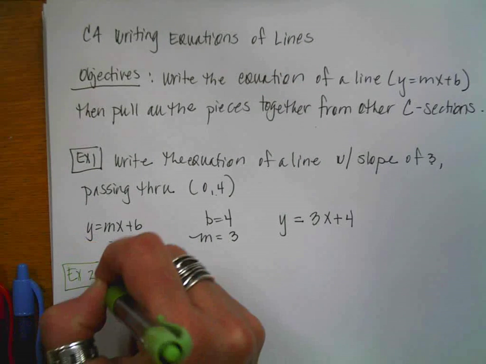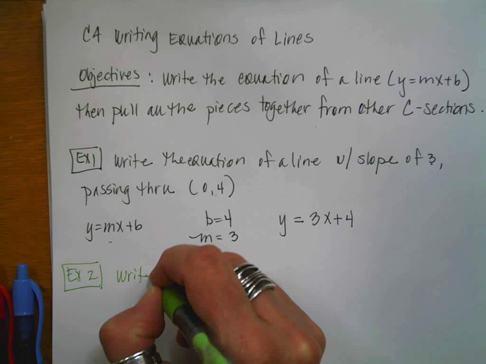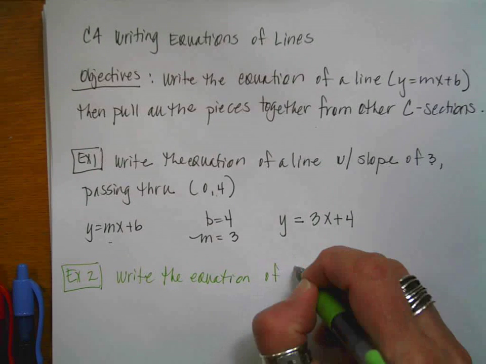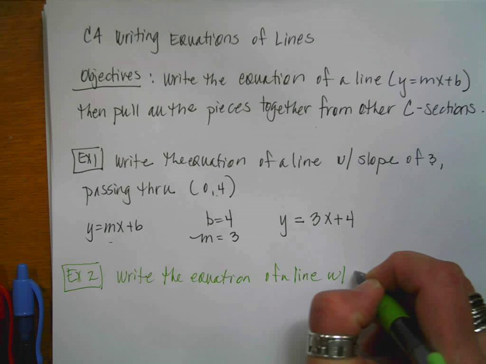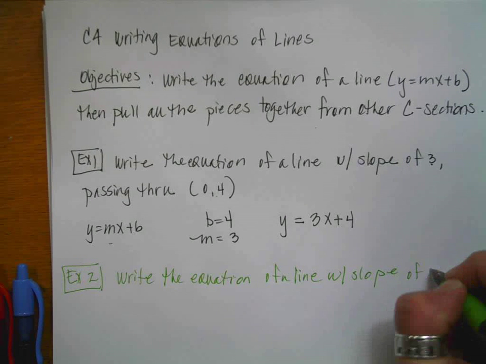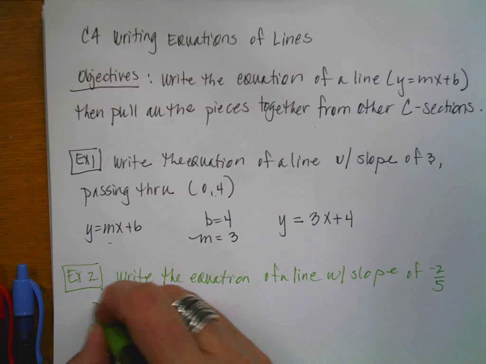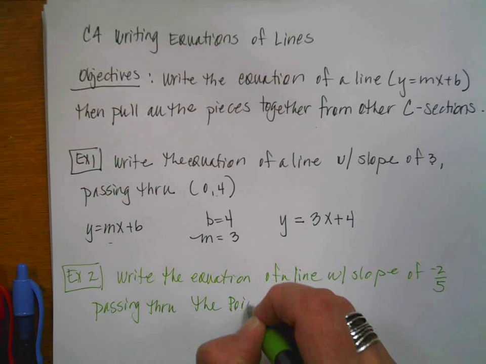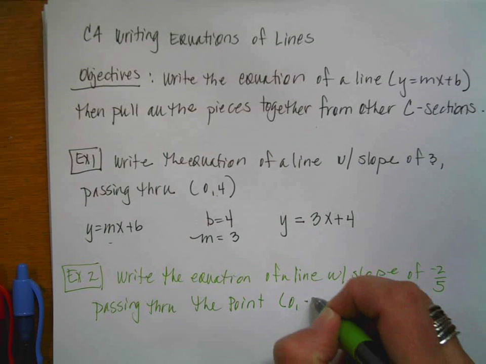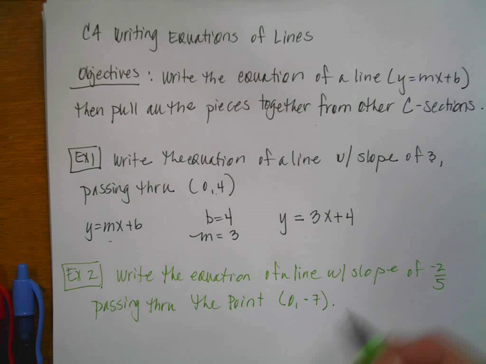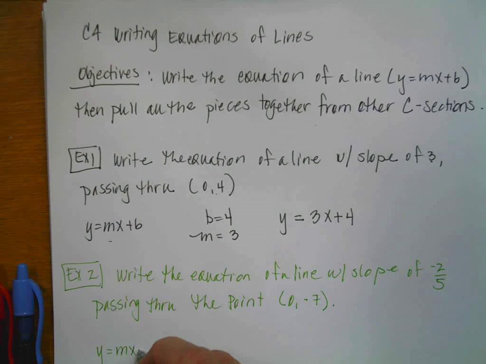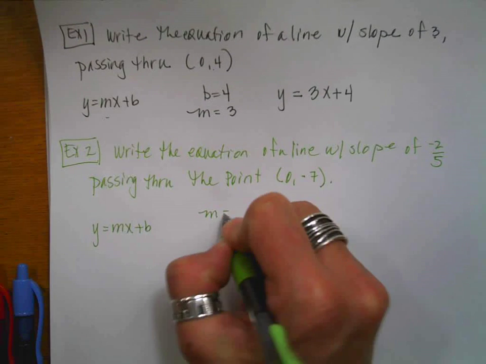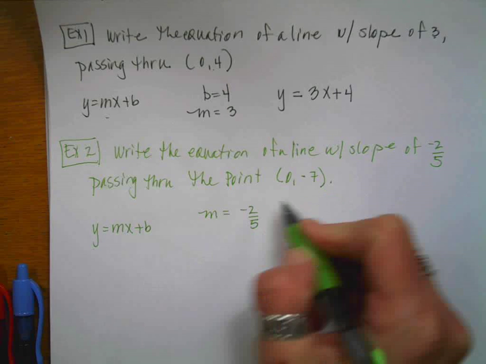Example number 2 is going to say, write the equation of a line with slope of a negative 2/5 and passing through the point, okay, and this one is going to be 0, negative 7. So again, I'm going to use my cool formula, y equals mx plus b. Okay, put my paper up. And then I know that my slope is a negative 2/5.